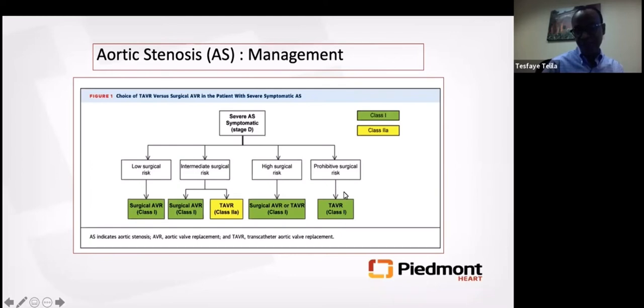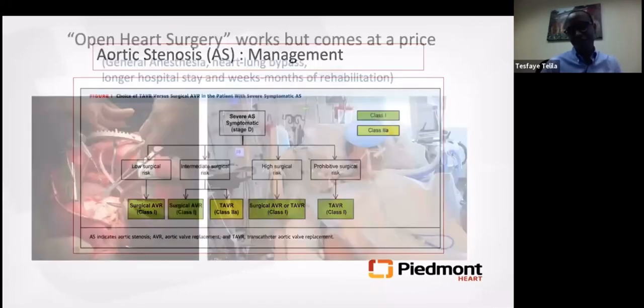If you have a prohibitive surgical risk, it's class 1. And also, if you have high surgical risk, either surgery or transcatheter aortic valve therapy can be performed. In low and intermediate risk, still depending on the patient's age, you may go for surgery rather than transcatheter therapy, which we'll talk about in a minute.